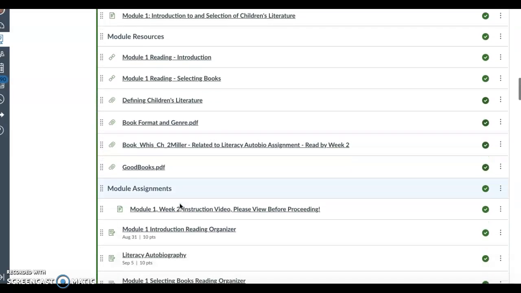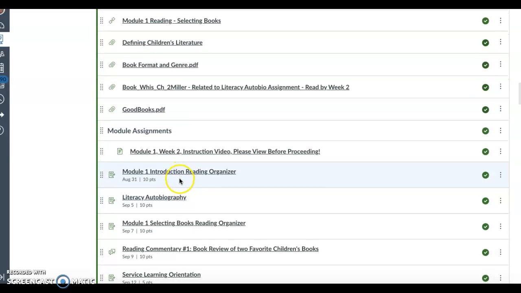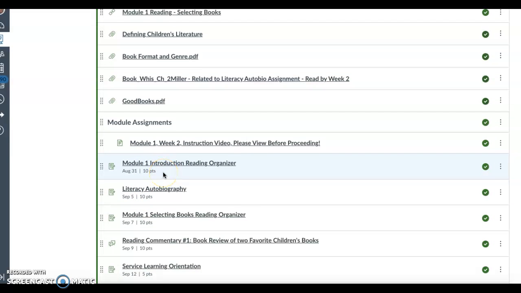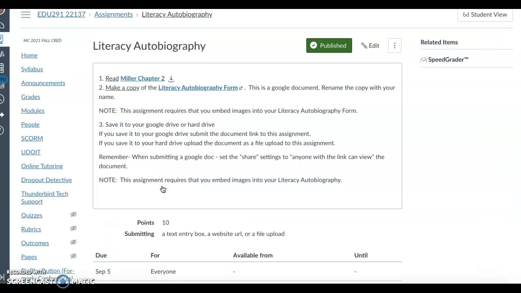Our next assignment for the week is not due until Sunday. I forgot to mention that our reading organizers are always due on Tuesdays. So just keep in mind, every Tuesday of every week through this course, you will have a reading organizer due. This week we don't have a reading commentary due, which are typically due on Thursdays, but we do have a course-related assignment, which is called the Literacy Autobiography.